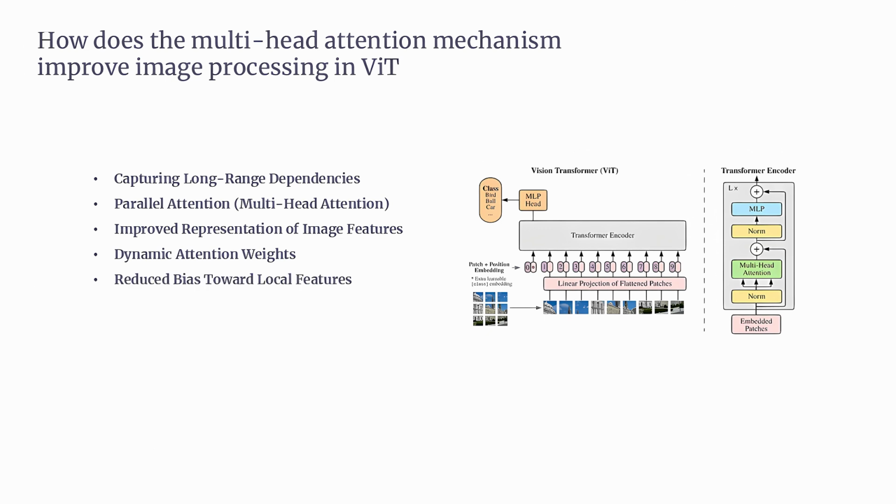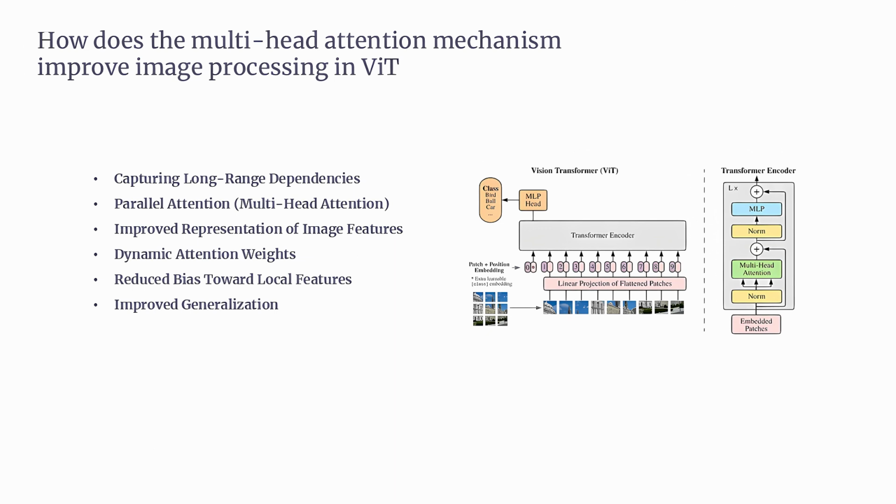The fifth, reduced bias toward local features. One limitation of CNNs is that they have a built-in bias toward learning local features because of their convolutional filters. While this works well for many tasks, it's not ideal when understanding long-range dependencies is critical, like recognizing a person's pose or the relationship between distant objects. With ViT, the self-attention mechanism helps reduce this bias. The model can pay more attention to the global context, making it better suited for tasks like object detection or understanding complex scenes.